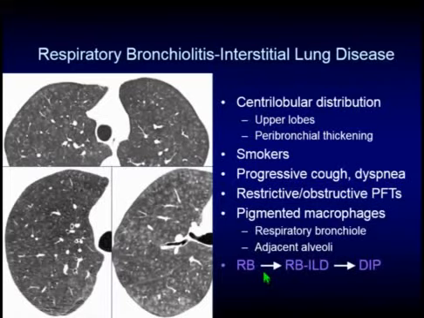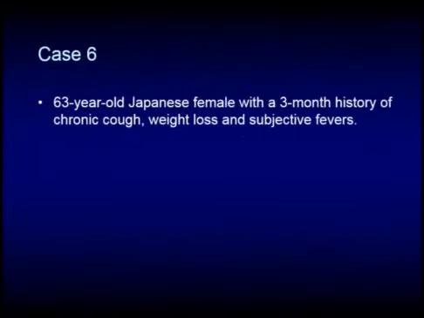Most people feel that this is on a spectrum of disease, with respiratory bronchiolitis being the least severe, going all the way to DIP. Here again you can see that there's just a diffuse ground glass pattern. None of the lymphatic surfaces are involved. There's no clustering. And so this is an inhalational process. The two things that should come to mind are subacute hypersensitivity pneumonitis and RBILD.